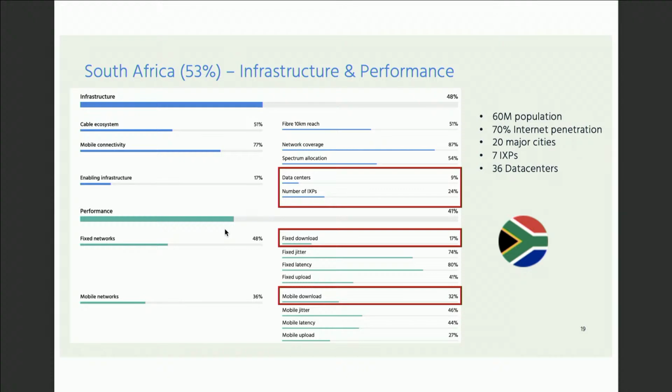So I did a quick calculation. We have seen 20 major cities in South Africa. We have only 7 IXPs and 36 data centers. Normally, in some other countries, you would have a higher number of IXPs because you tend to have regional IXPs. So the ideal scenario would be to have an IXP per major city, where you have a lot of population and also a lot of regional ISPs providing the service.